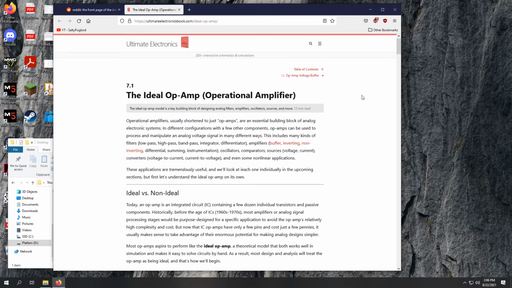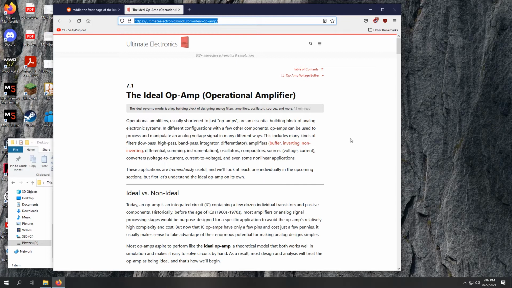In my opinion, a lot of places don't actually explain op-amps well. A lot of textbooks just throw an equation at you and assume you're going to figure out everything from there. So I wanted to take a short video and tell you a little bit more about op-amps. I will put this page in the description. This is my personal favorite page for explaining op-amps, and I think it does it in a way that a lot of other textbooks and other sources don't.